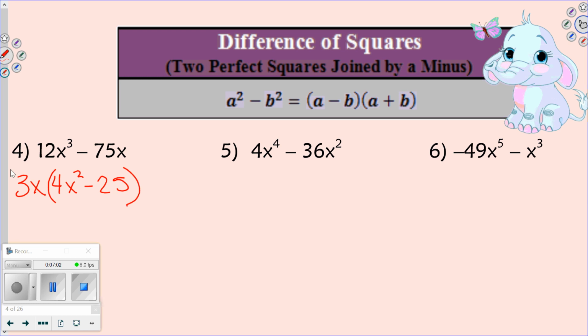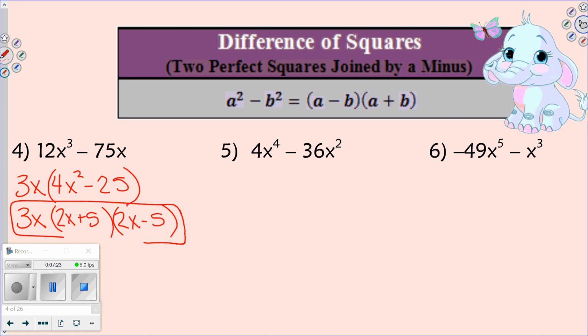Now we can see that it is a difference of squares. That's an x squared left inside there. Okay, factoring further. Those are my favorite ones. How does it factor? 2x plus 5 and 2x minus 5, because I always like the positive first. Apparently you and Carson don't, but that's okay.